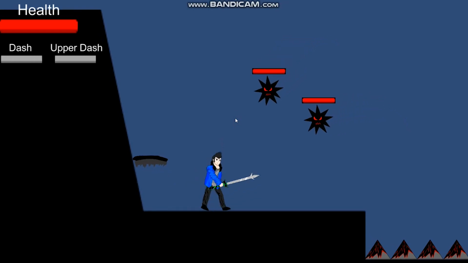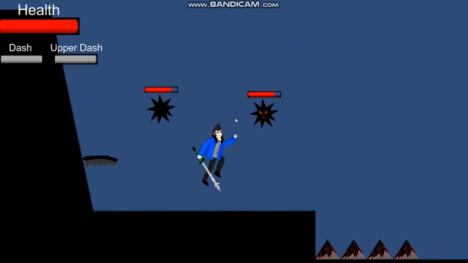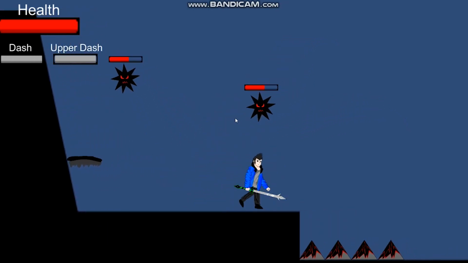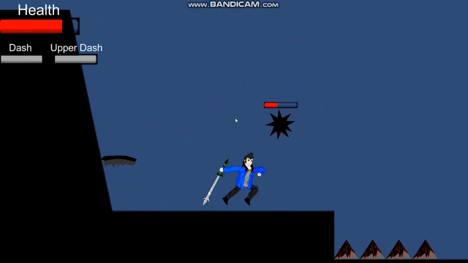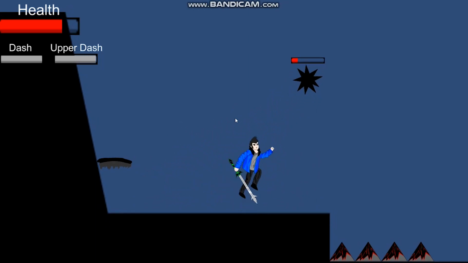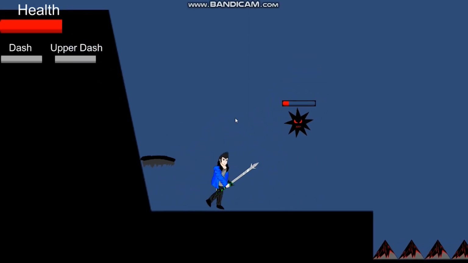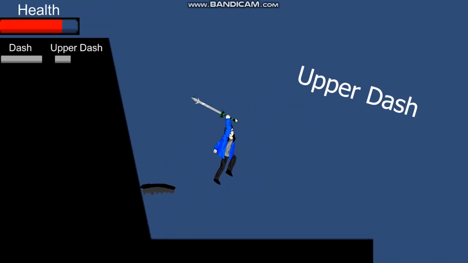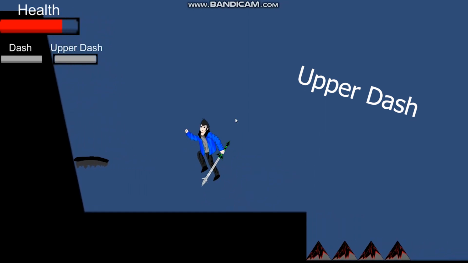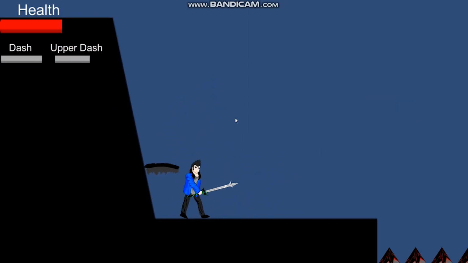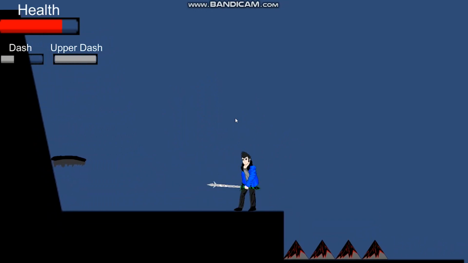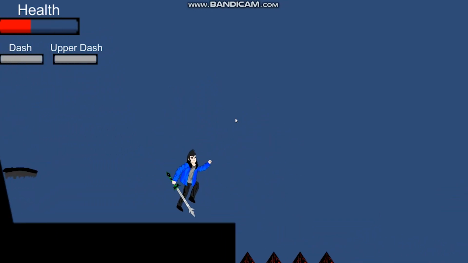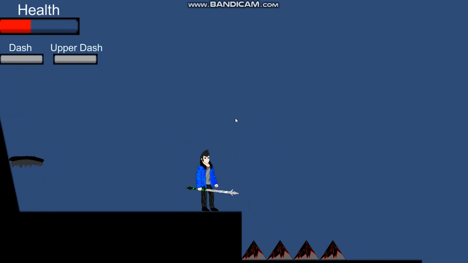My character runs, he slashes. These enemies basically just keep following me around. I have to slash them in order to have some pushback when slashing. I also have the upper dash, which is kind of a fancy upward dash, and a frontal dash, as the name suggests.